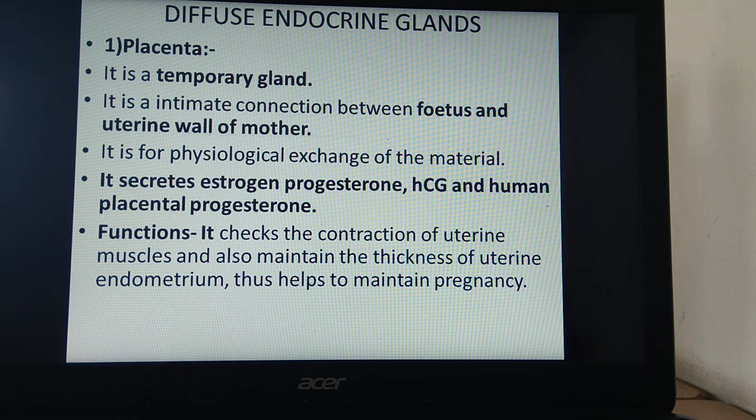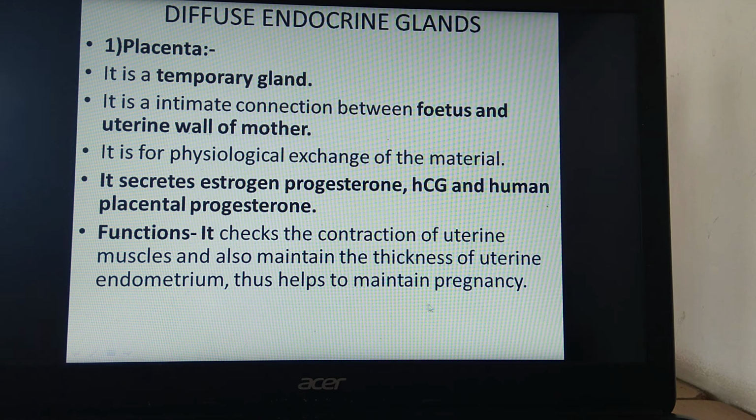What's the function? It secretes estrogen, progesterone, and human chorionic gonadotropin. This HCG is human chorionic gonadotropin, and human placental progesterone. Remember the names of these hormones which are secreted by the placenta. What is the function of this placenta? It checks the contraction of uterine muscles and also maintains the thickness of the uterine endometrium, thus helping to maintain pregnancy. In general, we can say that progesterone is for maintenance of the uterine endometrium, which in turn is for maintenance of pregnancy. Okay, so this is one of the diffuse endocrine glands.